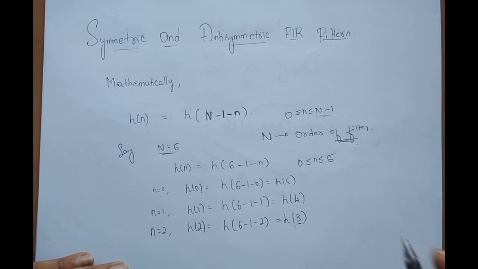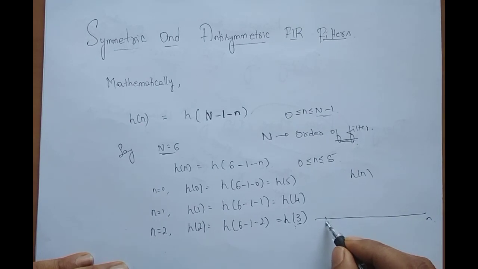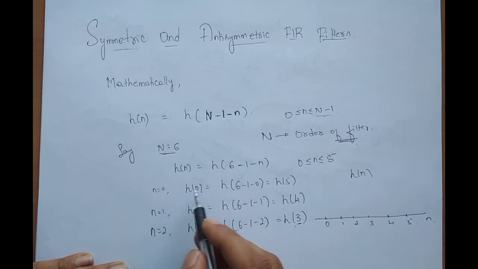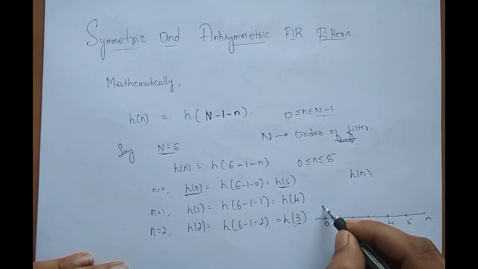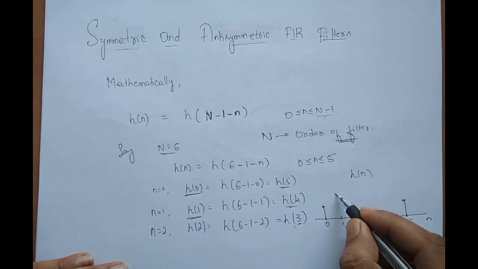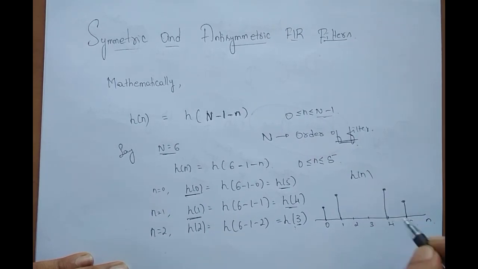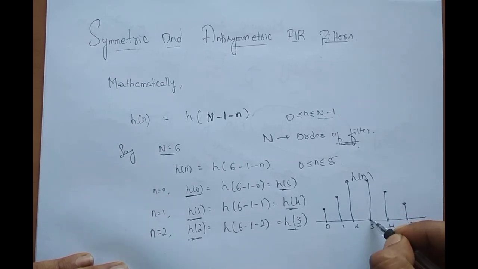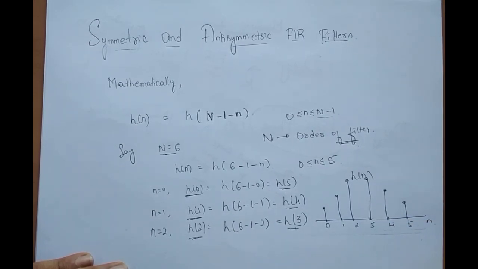If I try to plot this impulse response h of n, with n equal to 0, 1, 2, 3, 4, 5, h of 0 is equal to h of 5, h of 1 is equal to h of 4, and h of 2 is equal to h of 3. This resembles a symmetric shape, and that's why we call it a symmetric FIR filter. This is with respect to impulse response h of n.